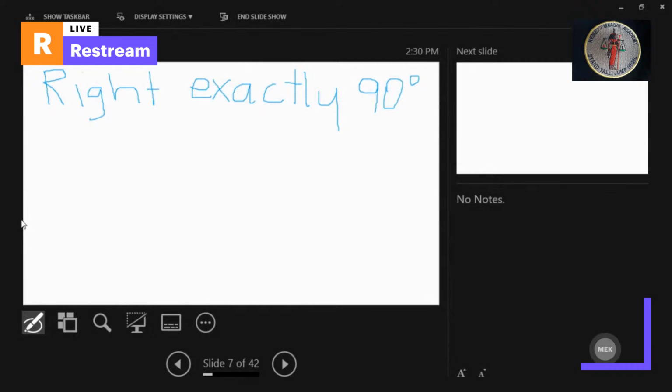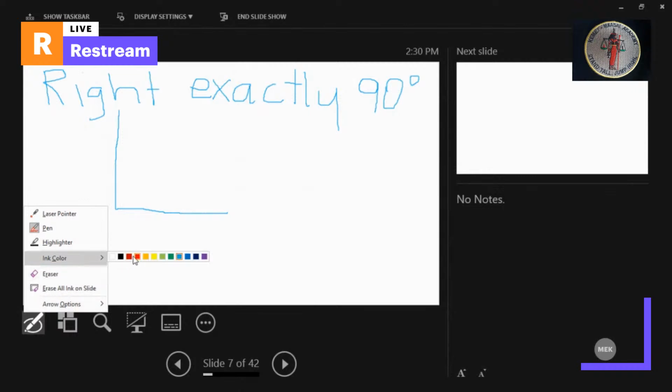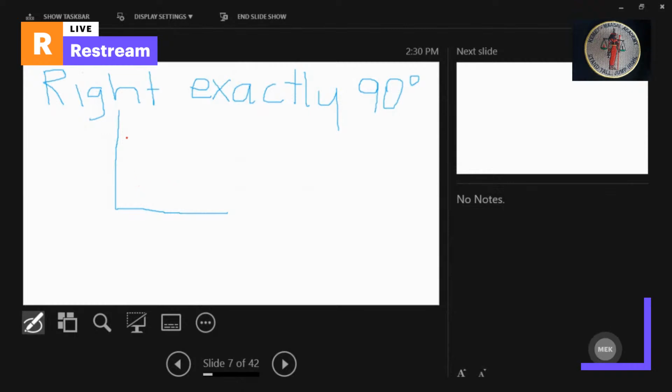Now, a 90-degree angle is formed when we have a vertical line meeting a horizontal line. And we are, as usual, pretending that these lines are perfectly straight. You all know I have an issue with drawing straight lines. So we are pretending this is a perfectly straight vertical line and a perfectly straight horizontal line. They meet each other at right angles.